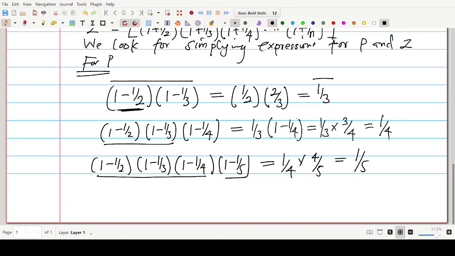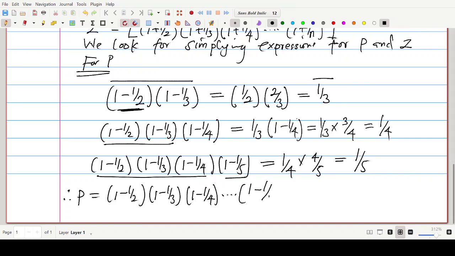We can now say, therefore, my P, which is equal to (1 - 1/2) multiplied by (1 - 1/3) multiplied by (1 - 1/4) until you get to (1 - 1/n), should have the result 1/n from the pattern we've seen playing out. For the two terms we took, we have 1/3. For the three terms we took, we have 1/4. For the four terms we took, we have 1/5. So it is very logical to suppose that the product of the n terms will be 1/n.